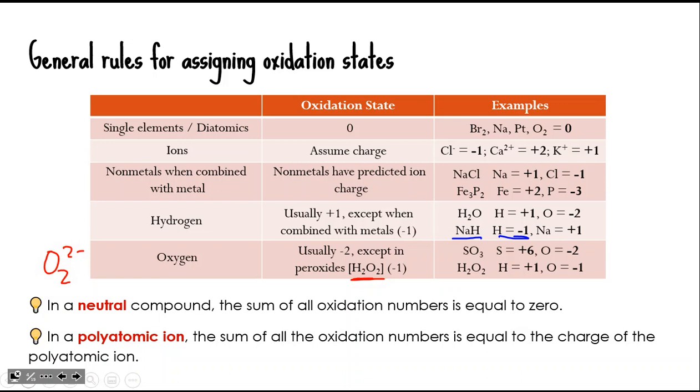Neutral compounds always add up to 0. We know that already. Charges add up to 0, whether it's a covalent compound or an ionic compound. Polyatomic ions, though, if you're assigning oxidation states in those, they are going to add up to the actual charge on the polyatomic ion. So we're going to do some examples with that and assigning those oxidation states.